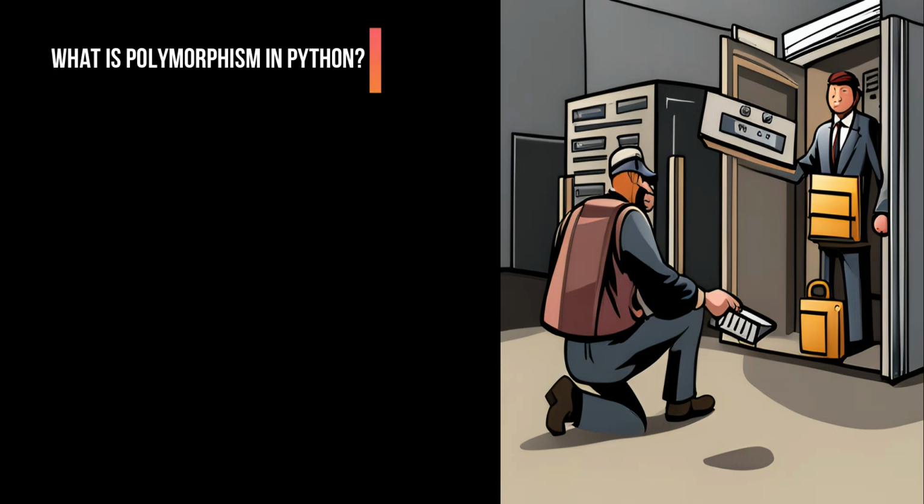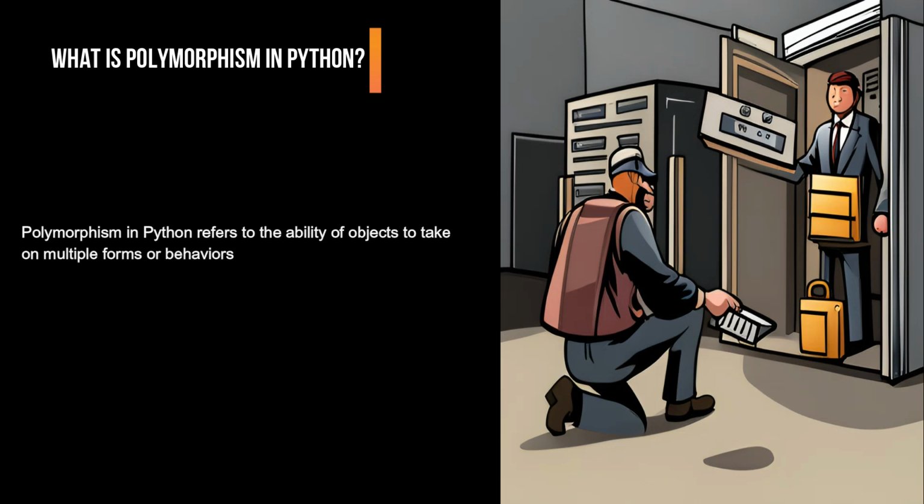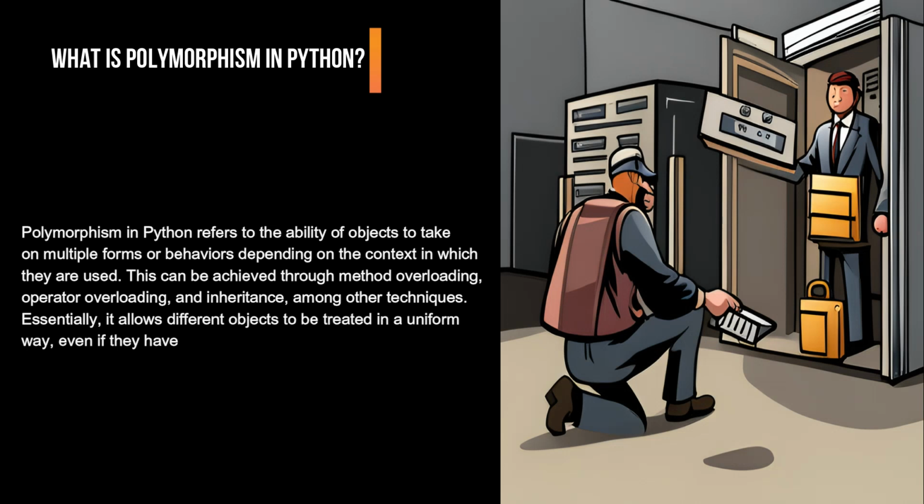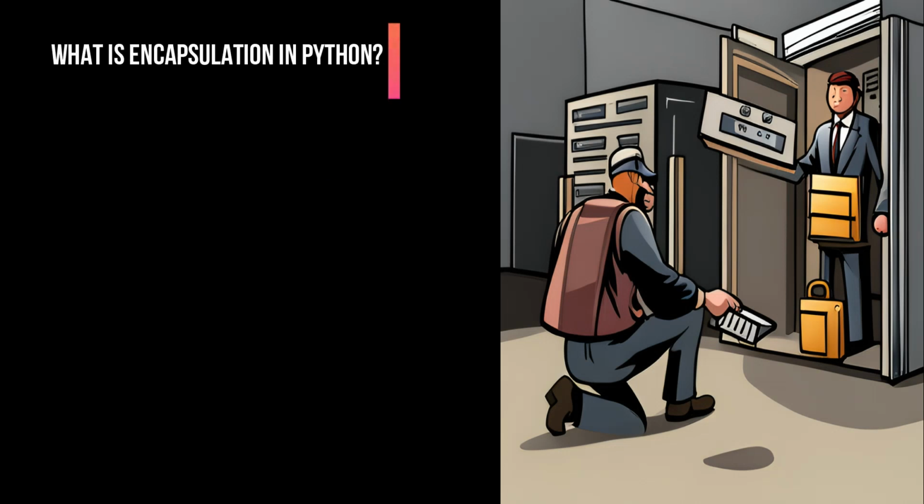What is polymorphism in Python? Polymorphism in Python refers to the ability of objects to take on multiple forms or behaviors depending on the context in which they are used. This can be achieved through method overloading, operator overloading, and inheritance, among other techniques. Essentially, it allows different objects to be treated in a uniform way, even if they have different underlying structures or behaviors.